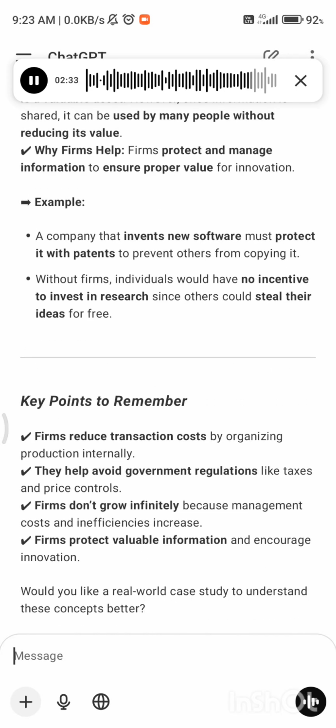Key points to remember. Firms reduce transaction costs by organizing production internally. They help avoid government regulations like taxes and price controls. Firms don't grow infinitely because management costs and inefficiencies increase. Firms protect valuable information and encourage innovation.